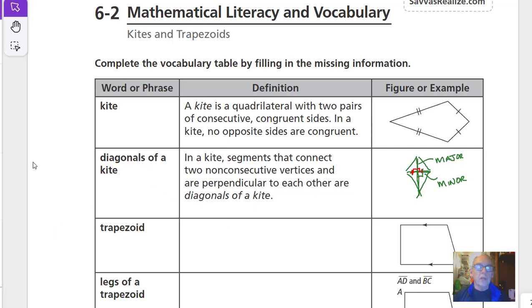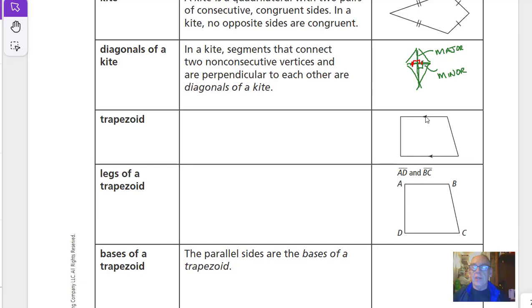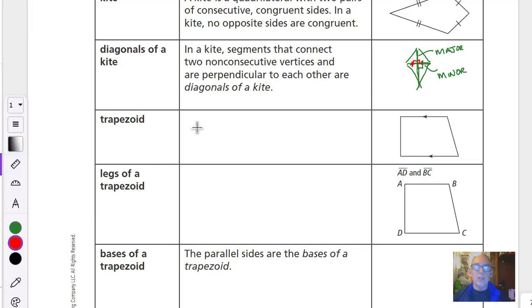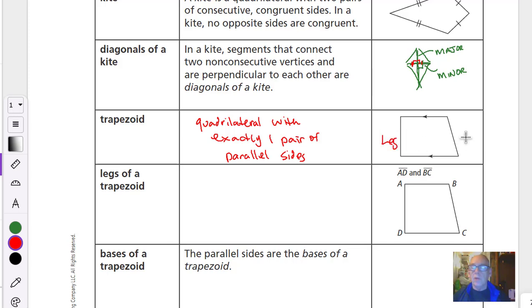Okay, let's see what else we got. A trapezoid has exactly one pair of parallel sides. It's a quadrilateral with exactly one pair of parallel sides. And we call the non-parallel sides legs, and we call the parallel sides bases.